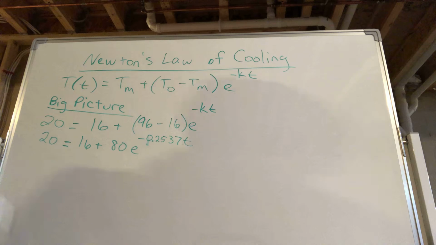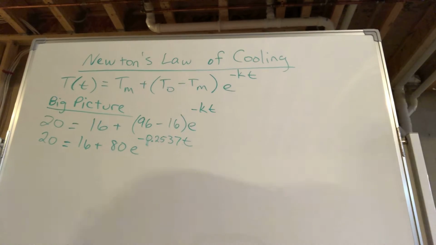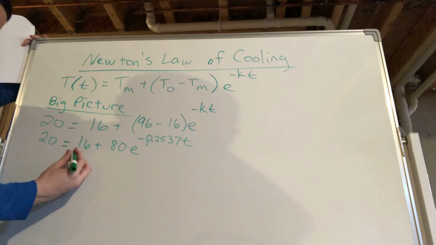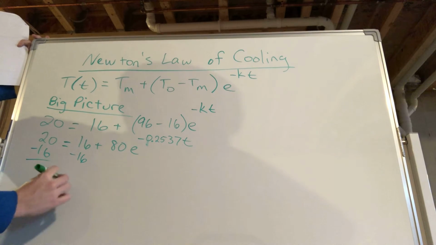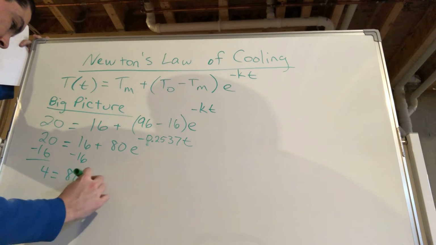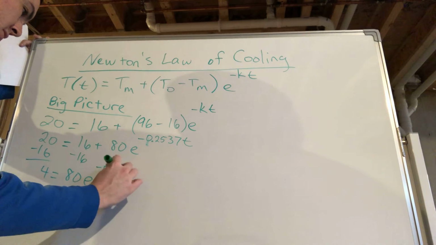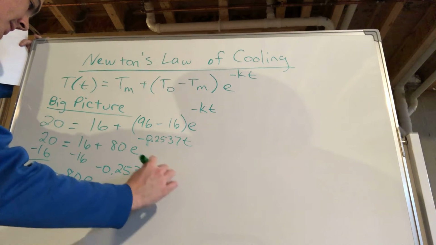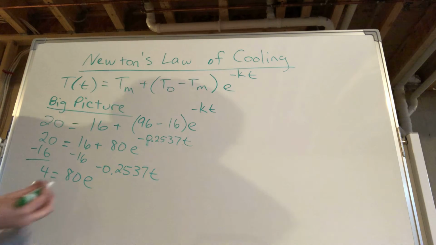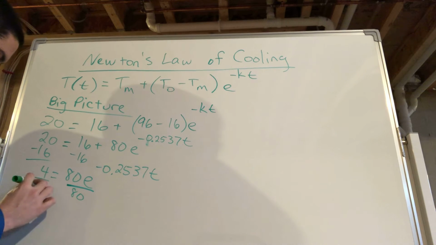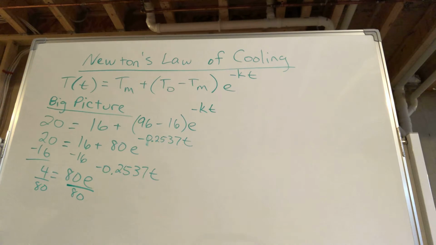Now let's keep it going. Like I said, you already have a framework as to how to solve this equation. The first thing we did last time was subtract this number right here. So I'm going to subtract 16 from both sides. 20 minus 16 is 4. 4 is going to equal 80 times e to the negative 0.2537 t. Then I have to get rid of this 80, so I'm going to divide by 80. 4 divided by 80 is what? I should know this off the top of my head, but it's 0.05.